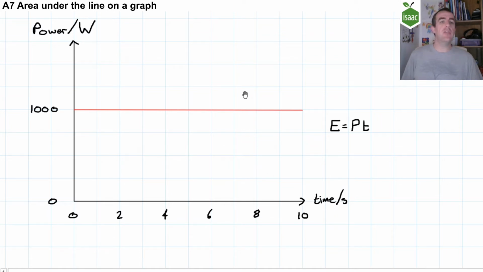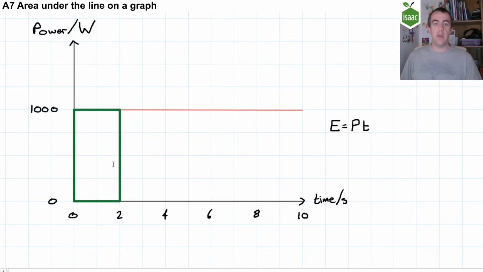Now, the equation that relates power and time is this equation here. The energy transferred is equal to the product of the power and the time. And on this graph here, you can see we have a straight line with zero gradient. At 1 second, the power has been 1000 watts for the entire duration of that second, and so the energy transferred is 1000 multiplied by 1, or 1000 joules.